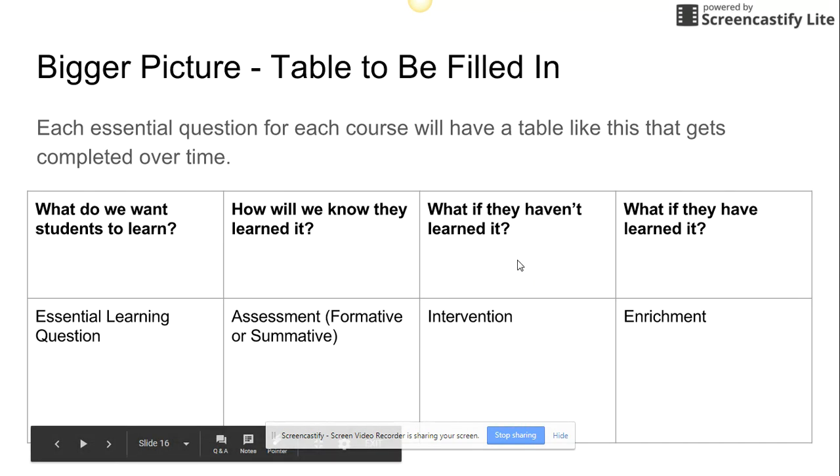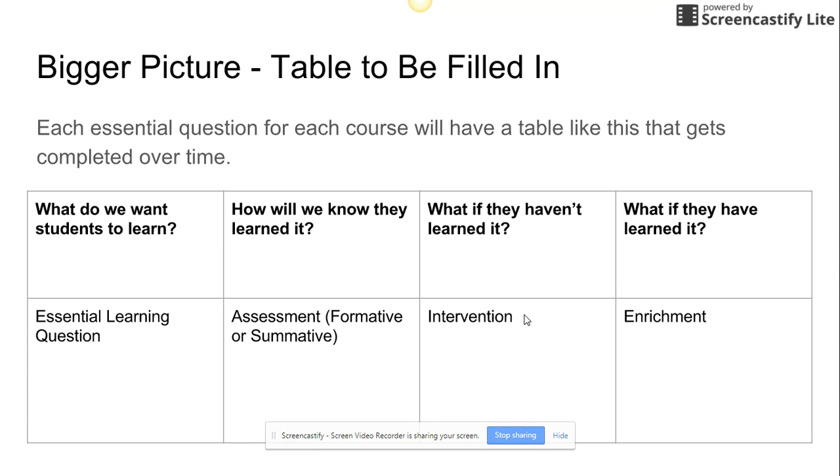Okay. What if they haven't learned it? So this is my intervention. What do you do right now if you know that a student hasn't learned it? Where do you determine how they haven't learned it? Are you doing that by evaluating and looking at the summative results? Are you doing that ahead of time with some formative assessments? If it's a formative assessment, how are you jumping in?